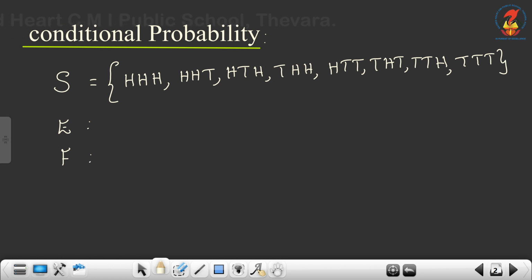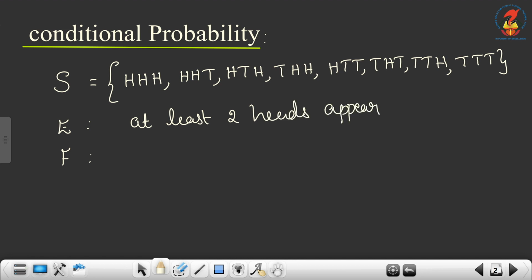Events means it is a subset of the sample space. Then E is defined as at least 2 heads appear. At least 2 heads appear. And F means the first coin shows a tail. Okay, first coin shows tail.